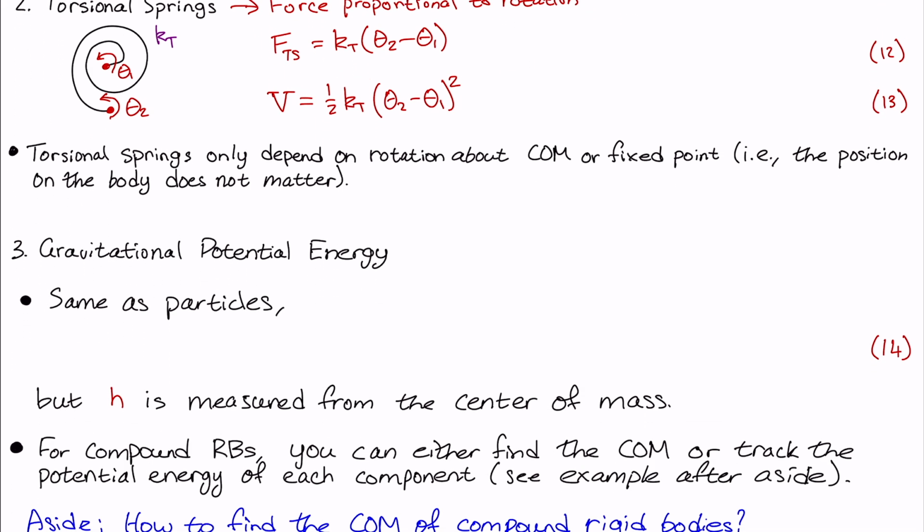Okay, move on to gravitational potential energy. In general, this is just going to have the same form as what we saw for particles. Vg is equal to the same thing, mgh. But h is generally measured from the center of mass. Or if you have a compound rigid body, you can either use the center of mass, or you can track the potential energy of each component. And we'll see an example after we go through how you find the center of mass. And in that example, I'll also show you that you can use parallel axis theorem, or you can use the general formula for kinetic energy to find the kinetic energy.